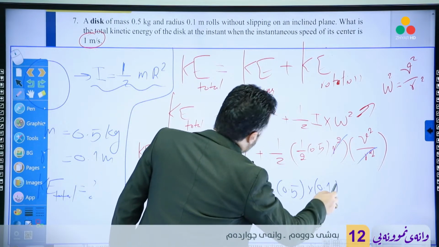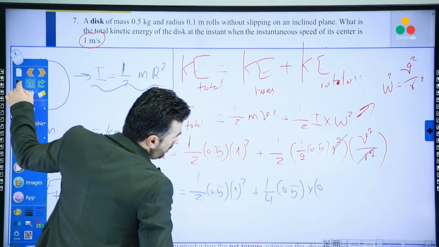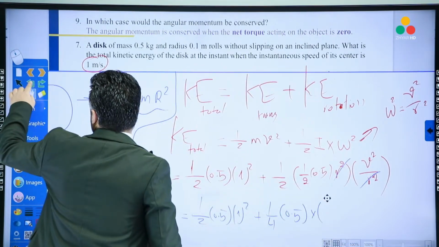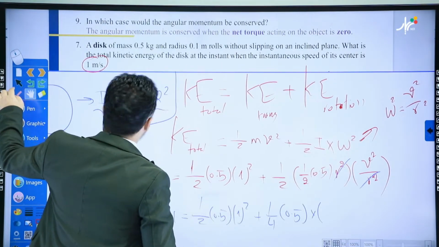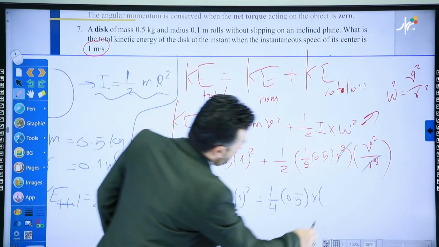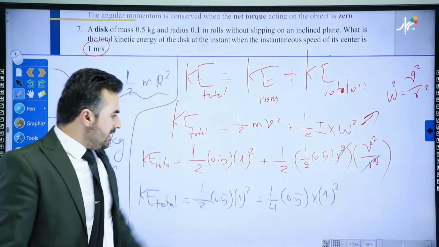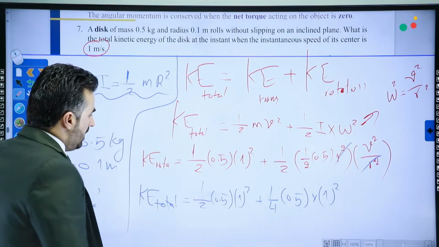this case is just... Is it? No, it's just 1, yeah? Not 0.1. 1 squared. Oops. All right, so 1 squared, yeah? 1 squared. Now all you have to do is just rearrange and do the math, and that's it.